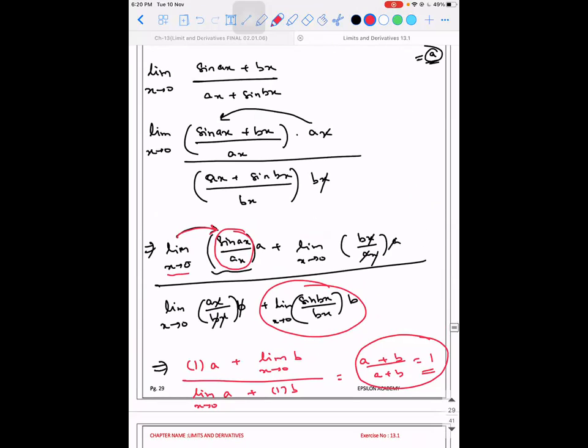So a plus b divided by a plus b is going to give you 1. So this is the final answer.